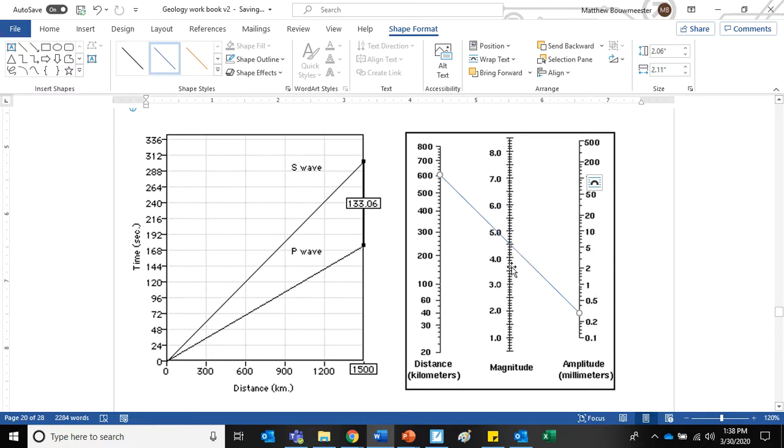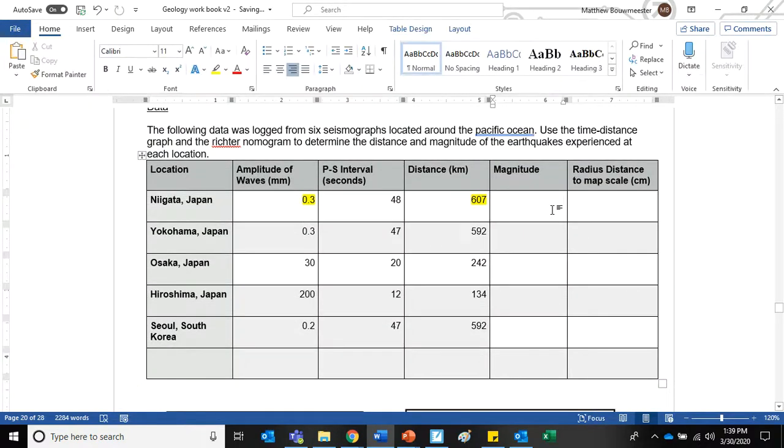So it's crossing. Here's the 4 line, here's halfway, 5 is up here, so we are at 4.5 for a magnitude, and I can fill that in. Once we've figured all of these out, I also want you to figure out the radius distance to map scale.